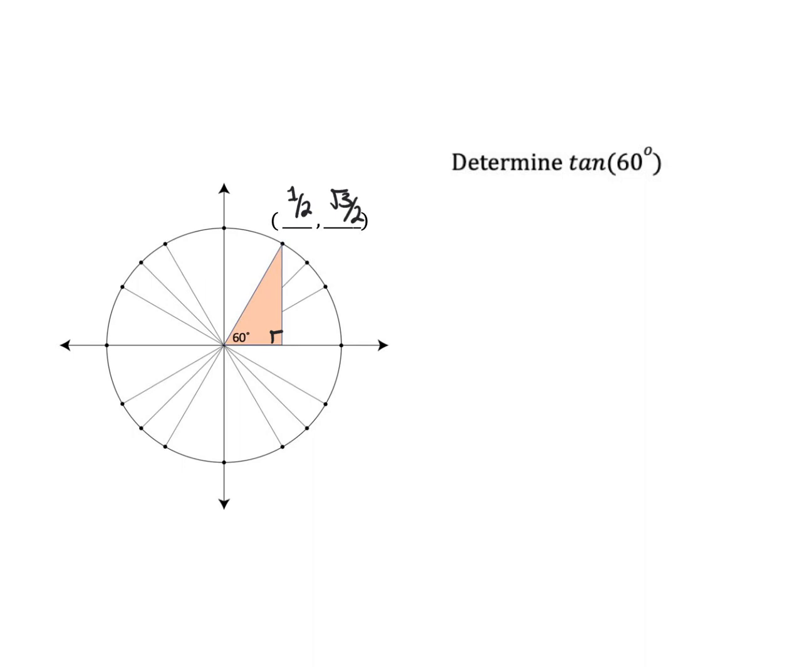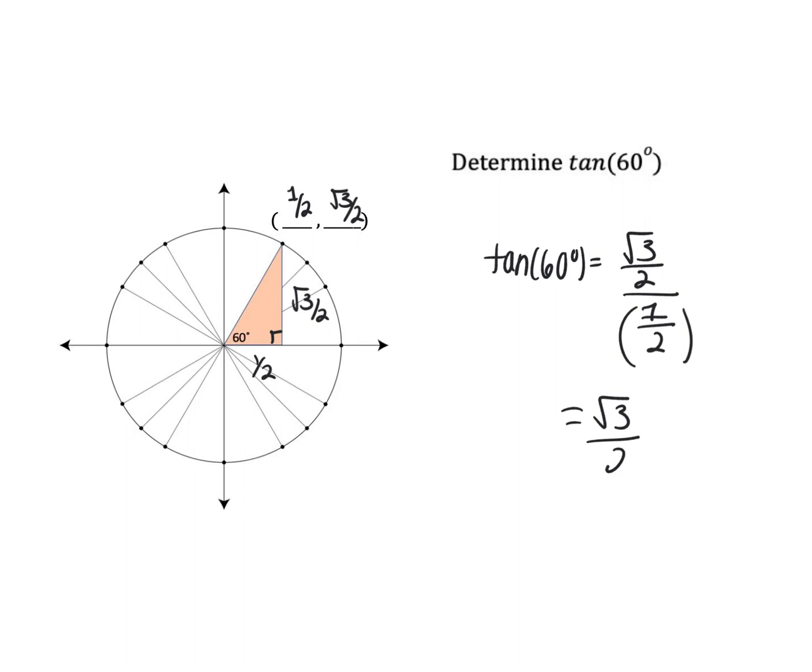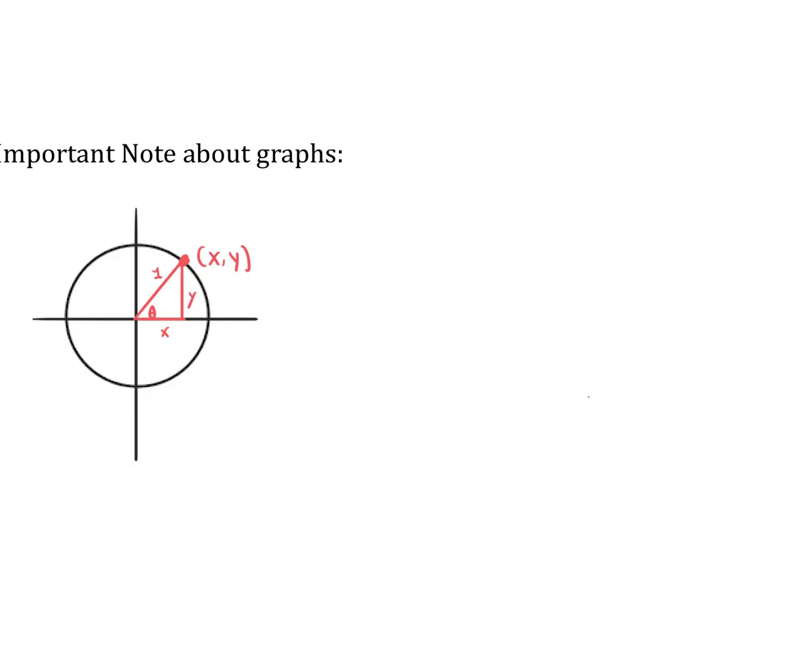And then it says, determine tan of 60 degrees. Well, if we look at this triangle, we know this is radical 3 over 2, and then this is 1/2. So tan of 60 degrees is just going to be radical 3 over 2 divided by 1/2. And that will just be radical 3 over 2 times 2 over 1, which will be radical 3. So again, this is the idea of the unit circle.